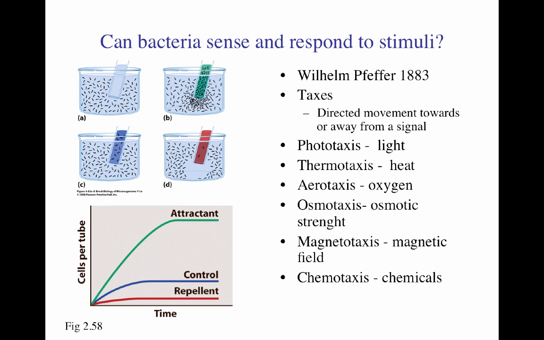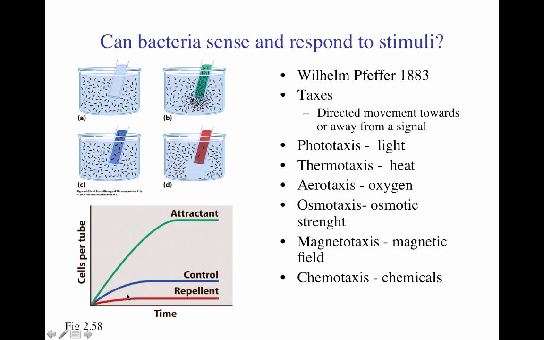Osmotaxis is going to allow microorganisms to move to a particular osmotic strength. An interesting kind of taxis is magnetotaxis. These are bacteria that have internal structures that allow them to move along magnetic fields. And of course, the kind of taxis that you have studied a lot is chemotaxis.